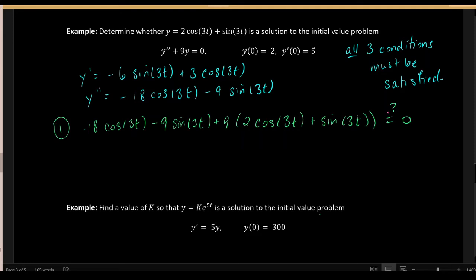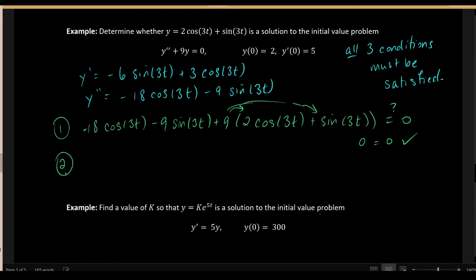Let's check if that is equal to 0. But if you distribute and simplify that, combine like terms, the plus 18 cos will cancel the minus 18 cos, the plus 9 sine will cancel the minus 9 sine, and so this will be 0 equals 0, and that's a true statement. So the first condition is met, so far so good.